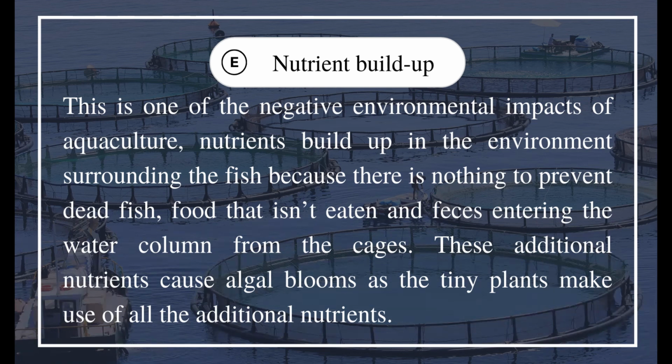This is one of the negative environmental impacts of aquaculture. Nutrients build up in the environment surrounding the fish because there is nothing to prevent dead fish, food that isn't eaten, and feces entering the water column from the cages. These additional nutrients cause algal blooms as the tiny plants make use of all the additional nutrients.